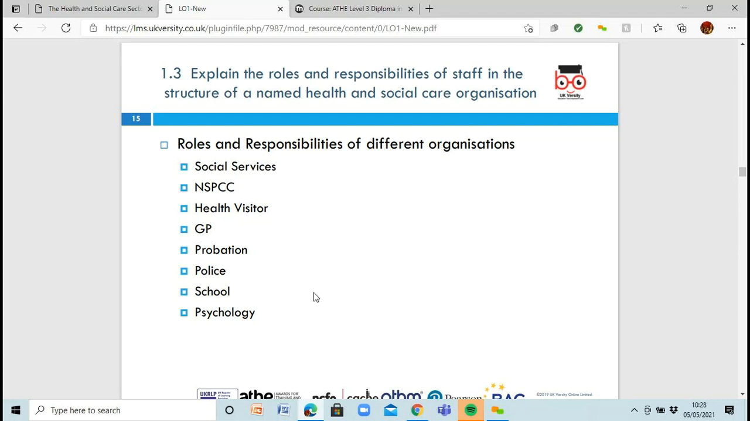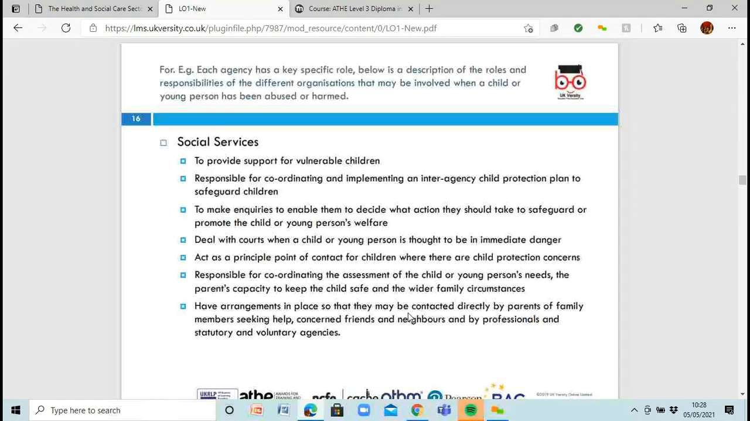So we're looking at social services, NSPCC, health visitors, GPs, probation, police, probably education, so schools on here, and then psychologists. Some of these will be covered towards the end of the presentation, but we'll look at social services and GPs to start off with, what they are. We've put basic key descriptions of what they do. If you're more familiar with these services, you're very welcome to input information and let us all know.